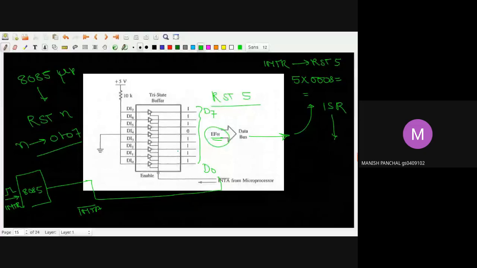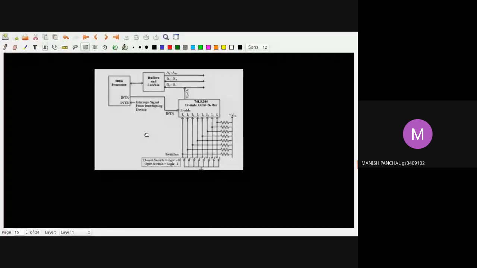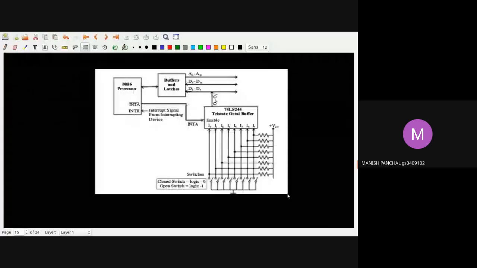A similar scenario is used in the case of the 8086. Okay, I will just make a bigger diagram for that. Okay, is it visible?